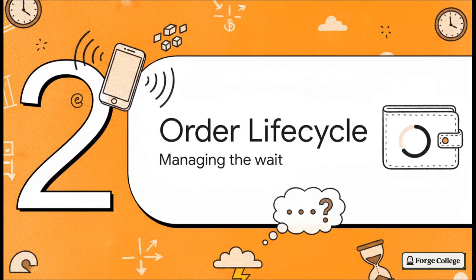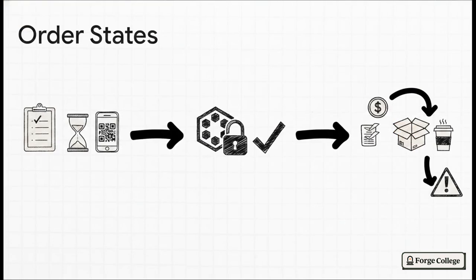Moving right along. Section 2. The merchant order lifecycle. Managing the wait. Now, a robust backend absolutely has to map its internal states directly to on-chain payment states. We highly recommend modeling at least these 5 precise order lifecycle states in your database. First, created, meaning the order is in your system ready to go. Second, pending payment. You've generated that URI and delivered it to the customer.